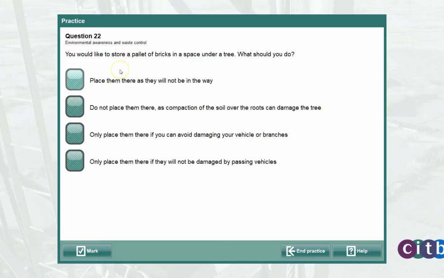You would like to store a pallet of bricks in a space under a tree. What should you do? Place them there, as they will not be in the way. Do not place them there, as compaction of the soil over the roots can damage the tree. Only place them there if you can avoid damaging your vehicle or branches. Only place them there if they will not be damaged by passing vehicles.